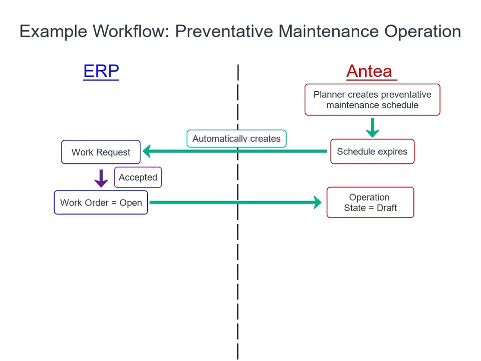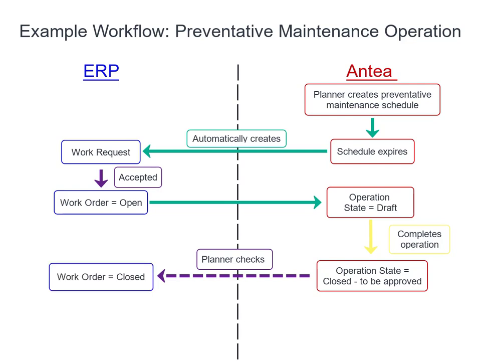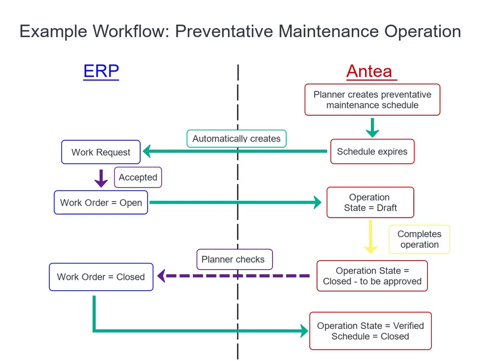So next, a technician will log into Antea, fill in all the blanks, and update this state to, let's say, closed to be approved. The planner could get a notification about this update, check it out, and then close the work order in the ERP. That could automatically change the state to verified in Antea and close the schedule. And now it's done. The next due date will be automatically planned by the frequency set up in the system, or the planner could go into Antea and move it around.